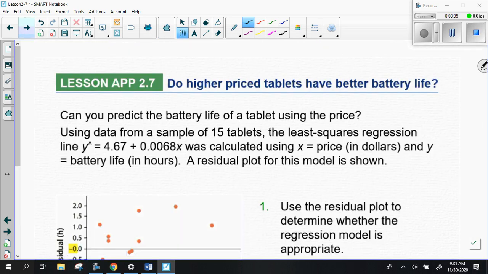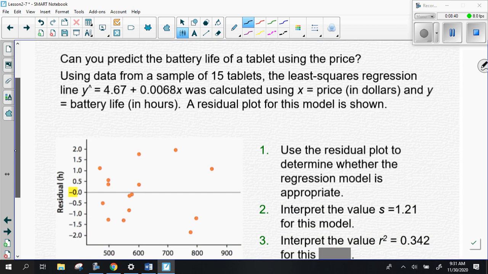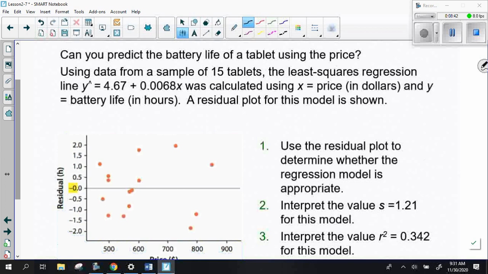So let's go ahead and work through an example where we're going to determine whether it is appropriate to use a least squares regression, and we'll also interpret the standard deviation of the residuals and the r squared value. All right. R squared, also known as our coefficient of determination. All right, so here we go.